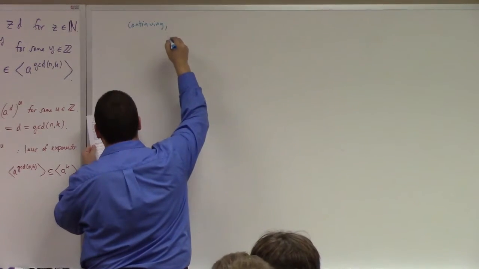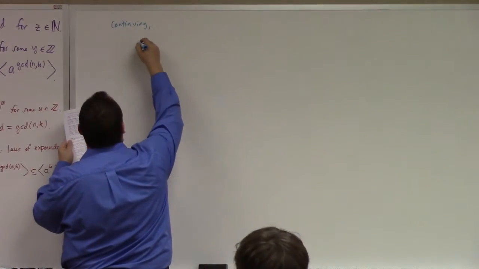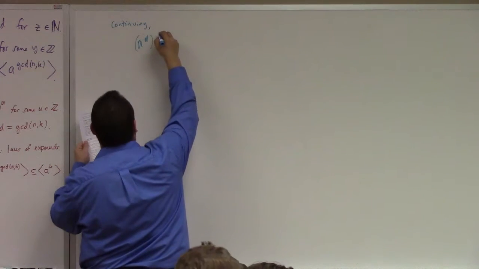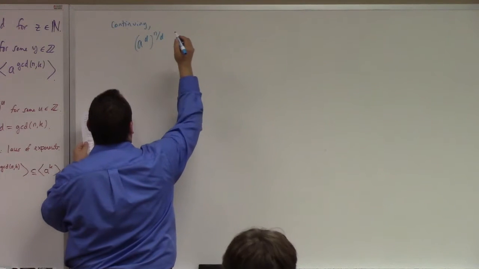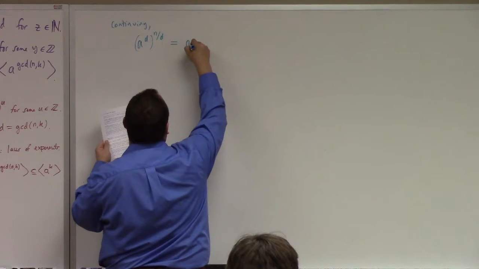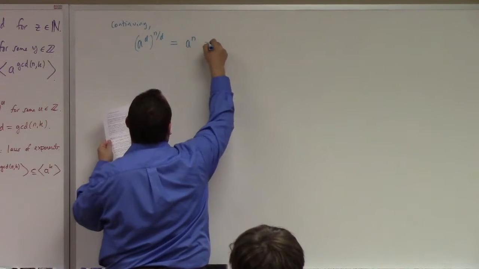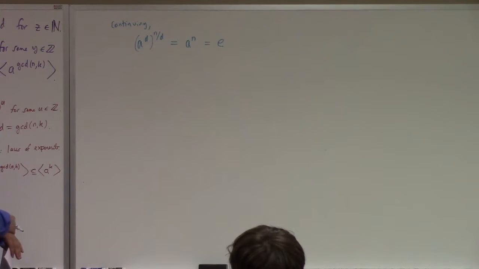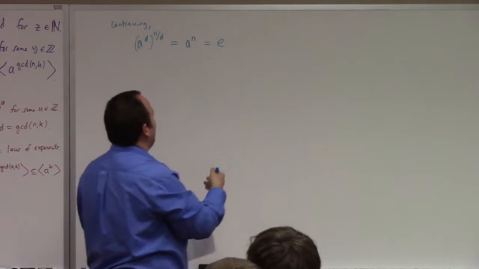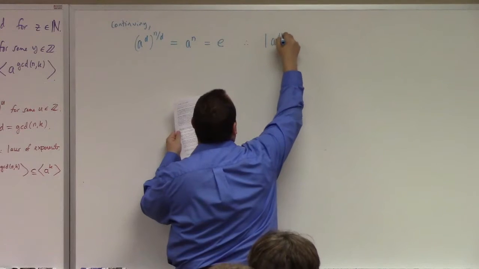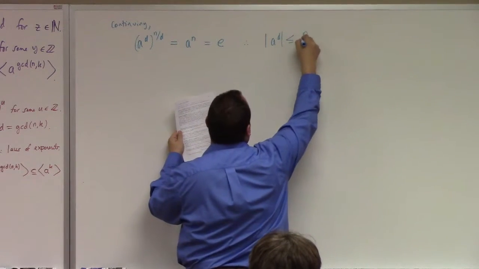Well, we have, on the one hand, that a to the d, right, raised to the n over d. Now, how do I know that n over d is an integer? Right, exactly, because d is a divisor of n. Now, a to the n is equal to e, right? So what's this show? We have that the order of a to the d is less than or equal to n over d.